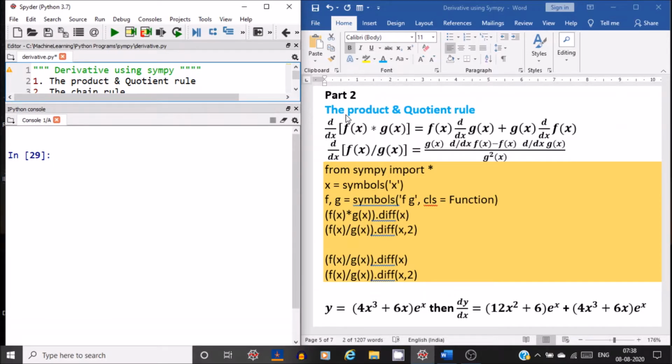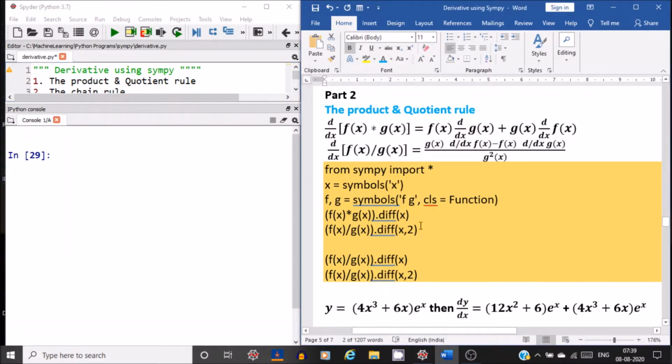So the first one is what? The product and quotient rule. Already you know d/dx of f(x) times g(x) is nothing but f(x) times d/dx g(x) plus g(x) times d/dx f(x). So that is multiplication. And for division, d/dx of f(x) by g(x) is equal to g(x) times d/dx f(x) minus f(x) times d/dx g(x), divided by g square of x.